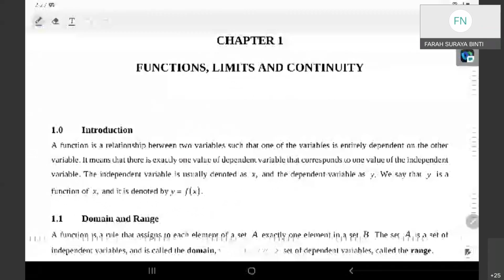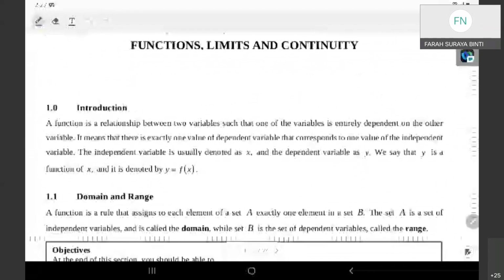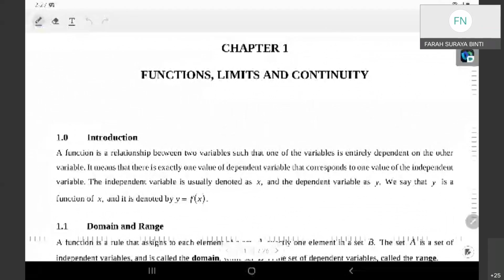Okay. So introduction, domain and range. First we look at what the definition of function. A function is a relation between two variables, such as one variable is entirely dependent on the other variable. So it means that there is exactly one value of the dependent variable that corresponds to one value of the independent variable.